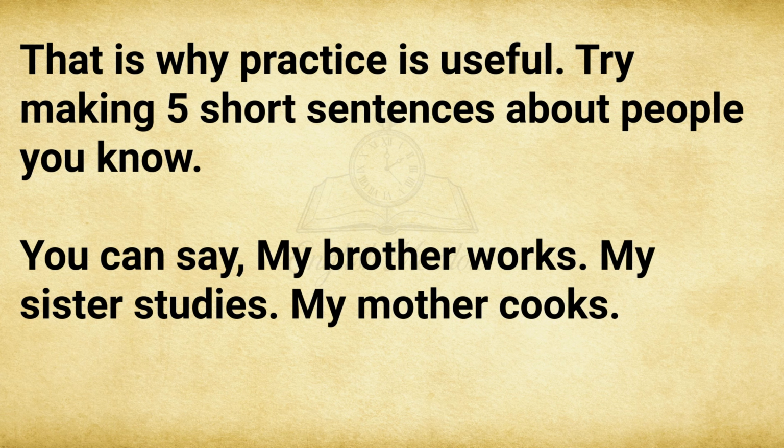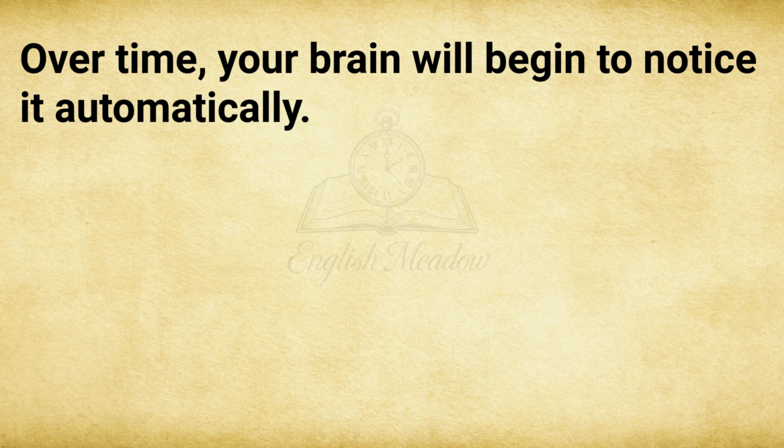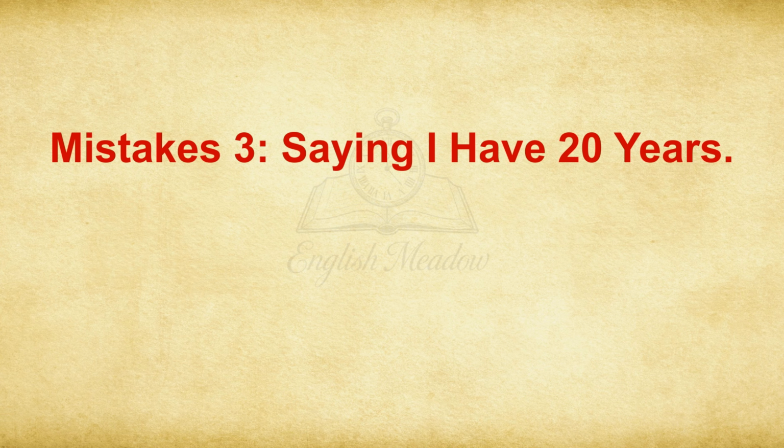Try making 5 short sentences about people you know. You can say, "My brother works, my sister studies, my mother cooks, my friend plays football, my father drives." Listen to the ending of the verb. Hear the small S. It may sound tiny, but it gives your sentence the right shape. Over time, your brain will begin to notice it automatically.